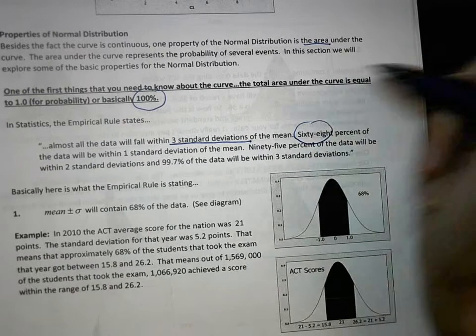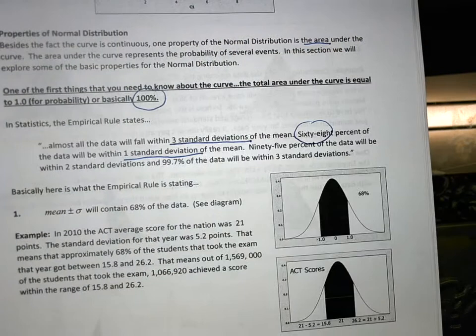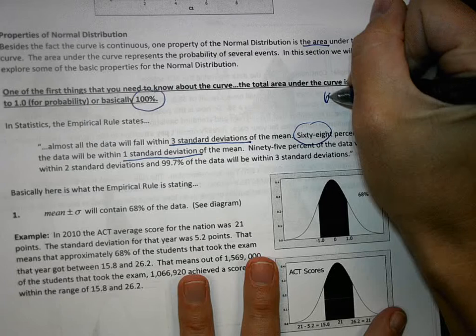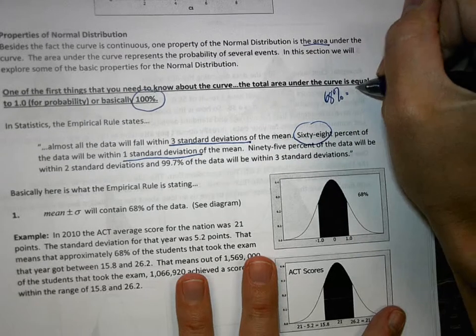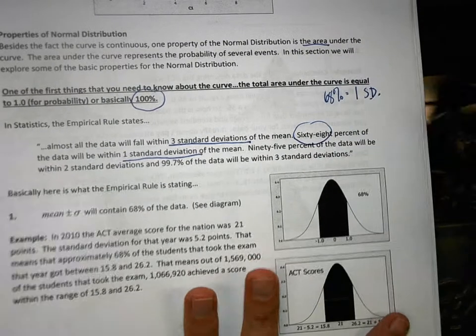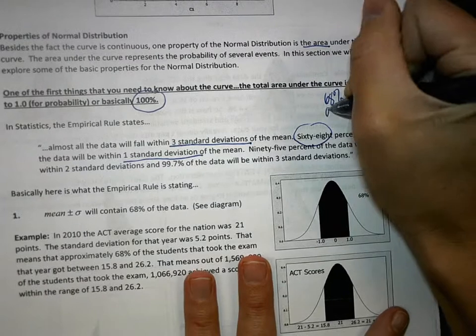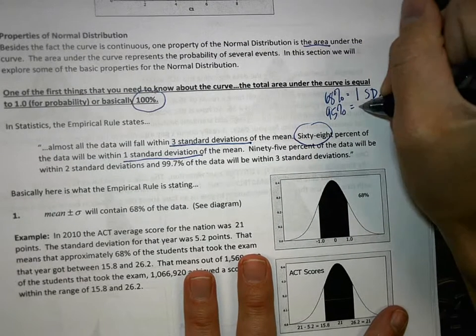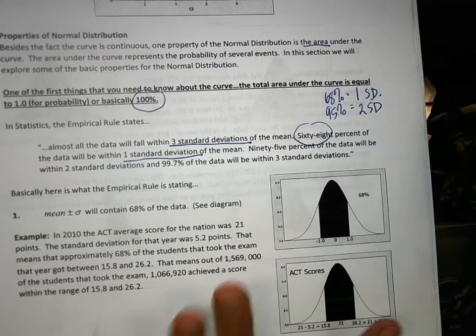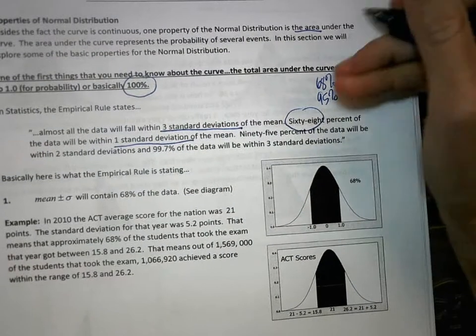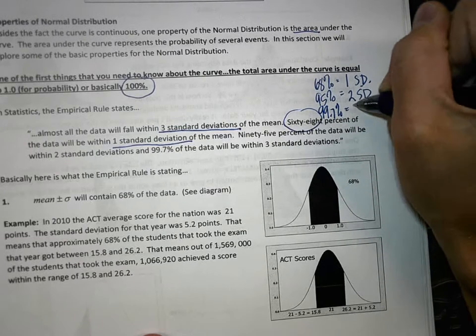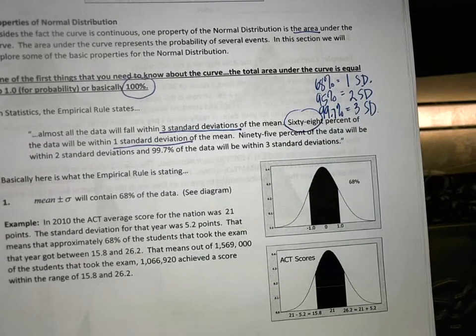Okay, 68% of the data will be within 1 standard deviation. This is important. You need to remember these things. Okay, and we're going to write them. In fact, let's do this. 68% is 1 standard deviation. 95% is within 2 standard deviations. And 99.7% is within 3 standard deviations.